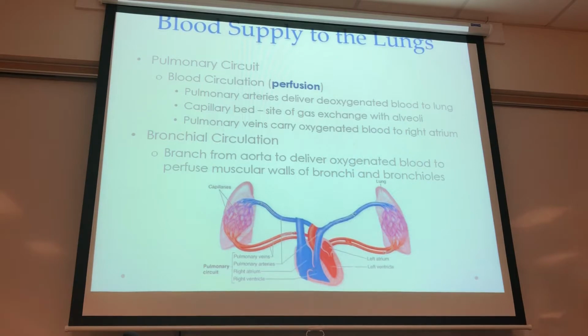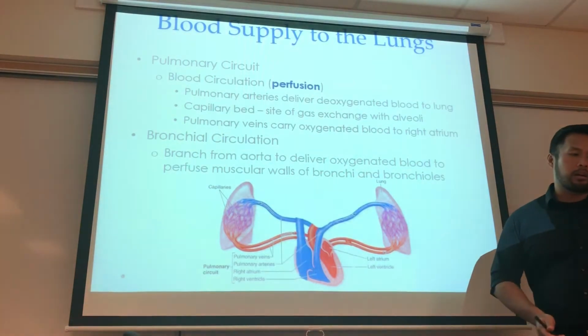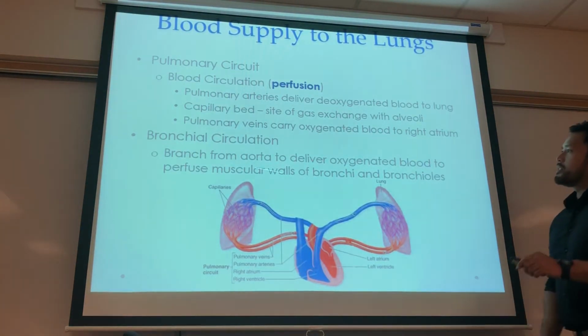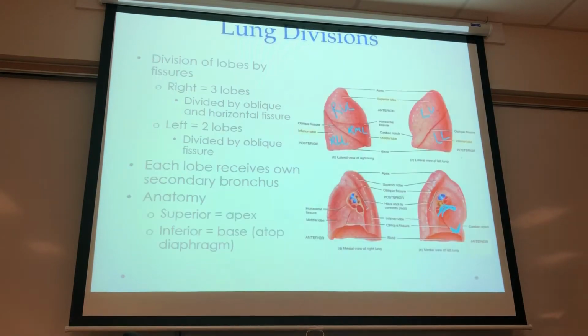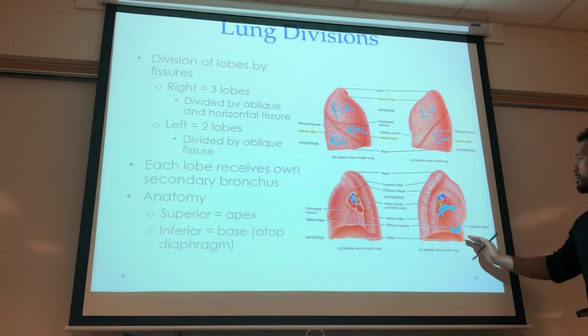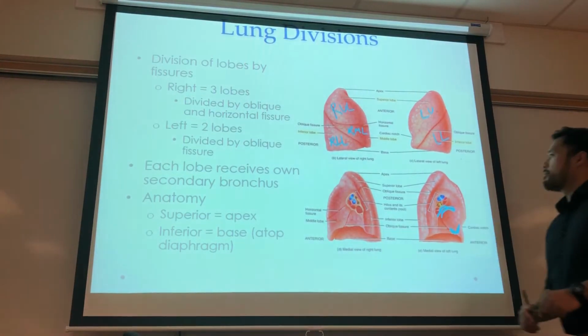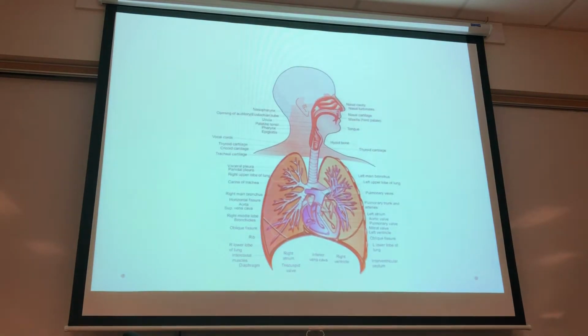Bronchial circulation is just something very similar to what we saw with our coronary circulation. This is our way of delivering oxygenated blood to the bronchi and the bronchioles. Lung divisions. Three different divisions of the right lung, 2 divisions of the left lung. Apex of the lung, and then the bottom, the base of the lung. The base, you'll see, is kind of curved due to the diaphragm. Great. Next slide. Picture of the lungs.